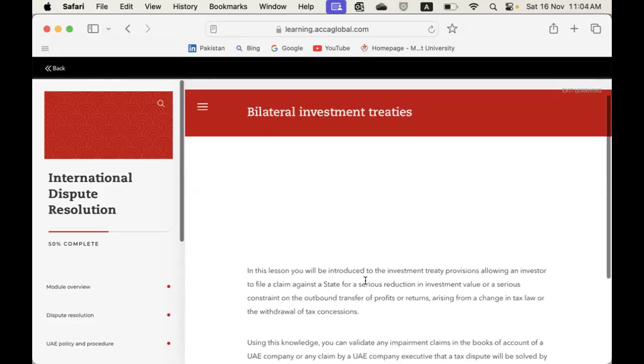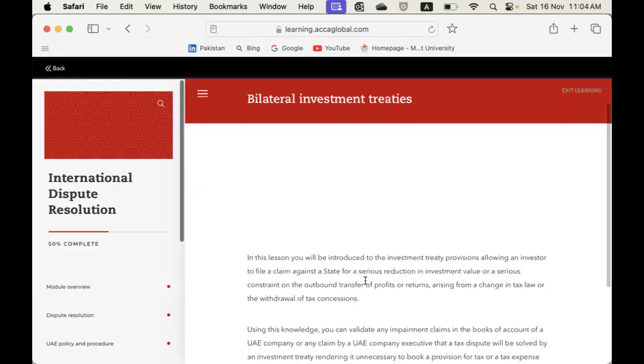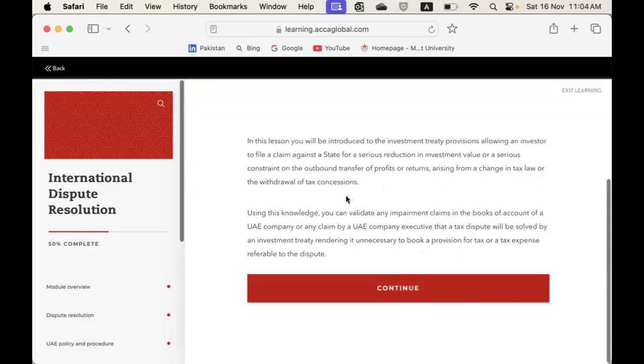Bilateral investment treaties. What we read up till now was basically mutual assistance procedures in case of tax disputes. Now we are coming to another angle, another area, which is bilateral investment treaties. So, in this lesson, you will be introduced to the investment treaty provision allowing an investor to file a claim against a state for a serious reduction in investment value or a serious constraint on the outbound transfer of profits or returns arising from a change in tax law or the withdrawal of tax concession.